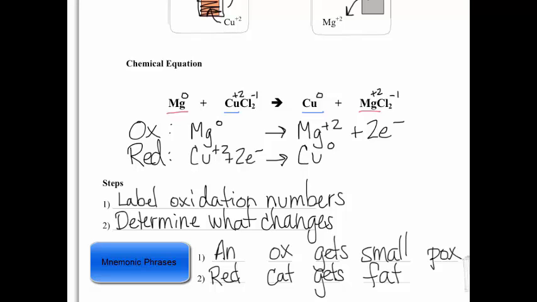It's important that you're able to write these half reactions as we begin talking about balancing charge. In the past, we talked about the conservation of mass and energy in reactions. Now we're going to begin talking about how charge is conserved in a reaction when we talk about balancing redox reactions.